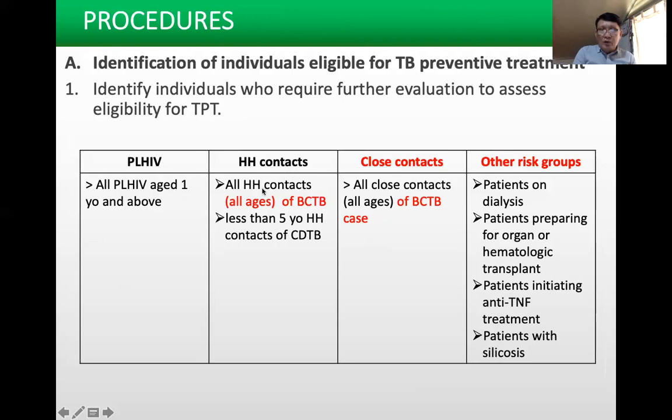Household contacts, all household contacts of all ages of BCTB. And then the less than 5 years old, household contacts of CDTB, clinically diagnosed. Close contacts, all close contacts of BCTB case. Now, these are the other risk groups I was telling you about a while ago. These are patients on dialysis, patients preparing for organ or hematologic transplant, patients initiating anti-TNF treatment, and patients with silicosis.